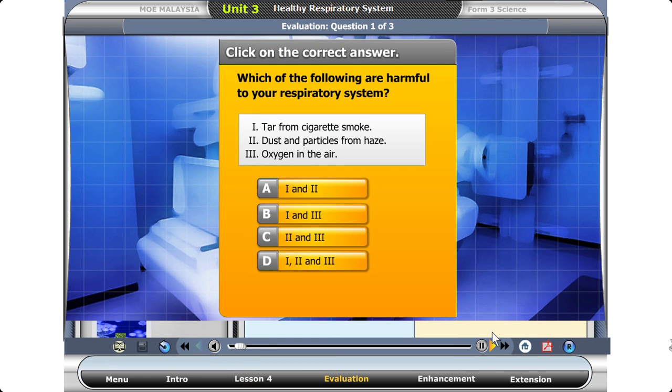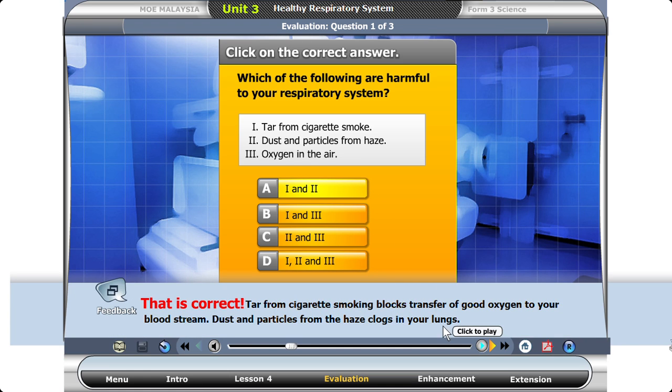Click on the correct answer. Which of the following are harmful to your respiratory system? Tar from cigarette smoke blocks the transfer of oxygen to your bloodstream. Dust and particles from the smog clogs your lungs.